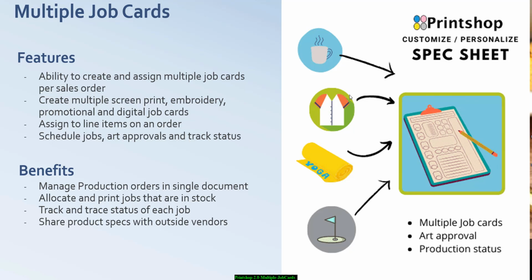In Printshop version 2.0, we have enhanced the capabilities of creating job cards per sales orders, so you could have multiple job cards per order type and per document. This provides greater flexibility to manage your custom orders and fulfill the production on a single sales order document. The best part, you can track the progress of each job or the entire order.